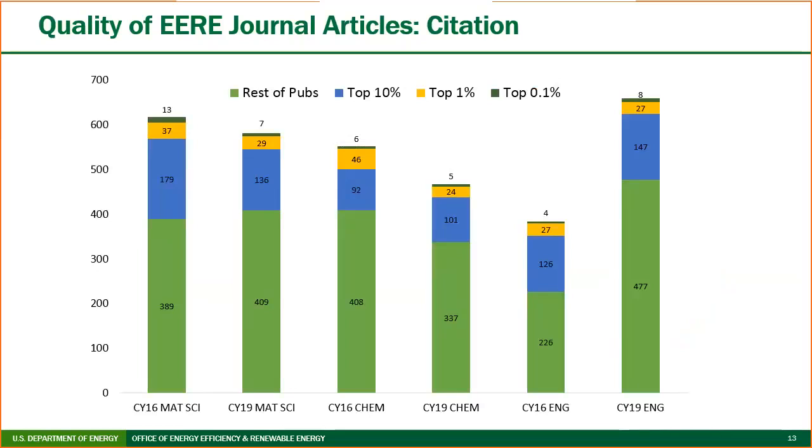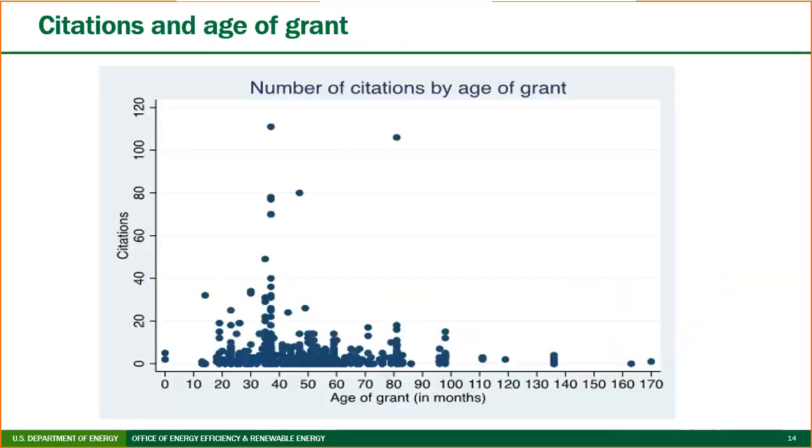Even more impressive is that 2016 material science had 37% of publications in the top 10%, and 2016 engineering had 41% of publications, nearly 4 times what we would expect. In order to make this information meaningful for the tech offices, we took a look at when EERE-funded research was most impactful. What you see here compares the age of the grant to the number of citations and shows that for EERE, the sweet spot for impactful publication is right around the 2 to 3 year mark.